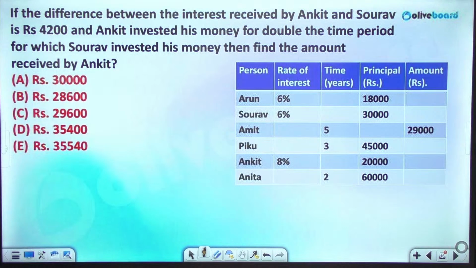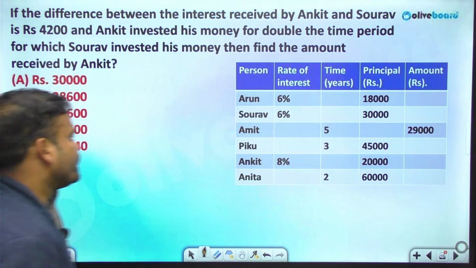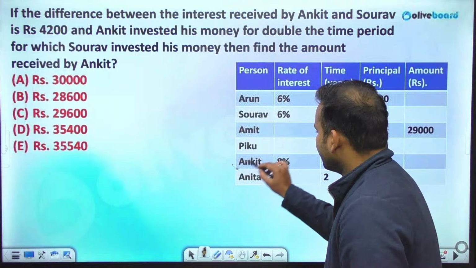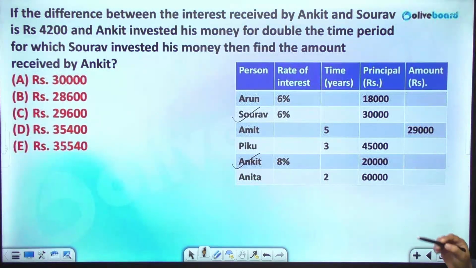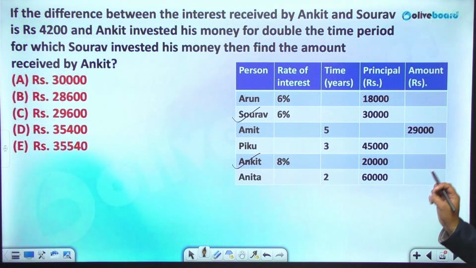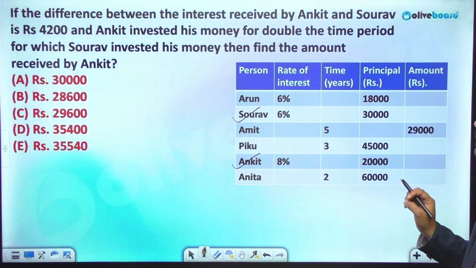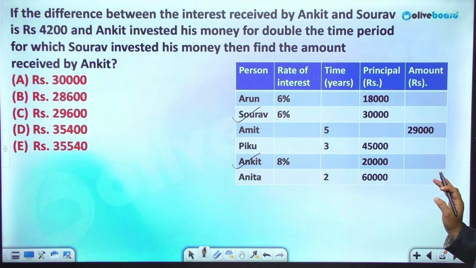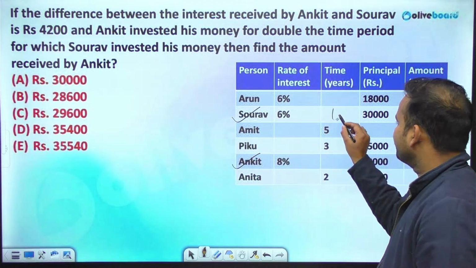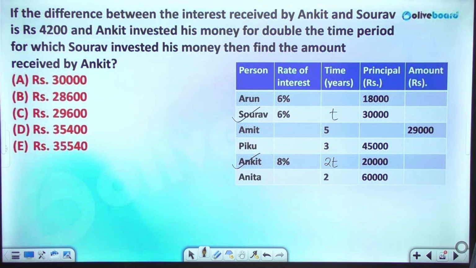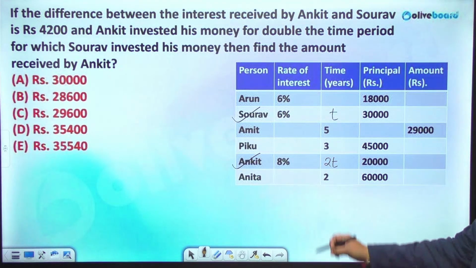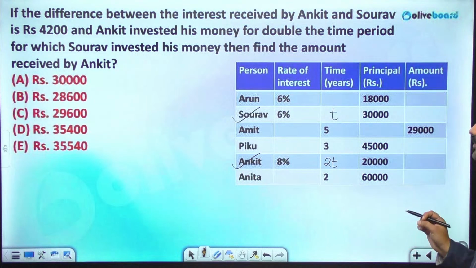If the difference between the interest received by Ankit and Saurav is rupees 4200, we are concerned about Ankit and Saurav. Interest is given, principal is given. Fine, tenure is not known. If the difference between the interest received by Ankit and Saurav is 4200 and Ankit invested his money for double the time period for Saurav, if Saurav invested for 3 years, Ankit invested for 2 times that, then find the amount received by Ankit. What is the amount received by Ankit?